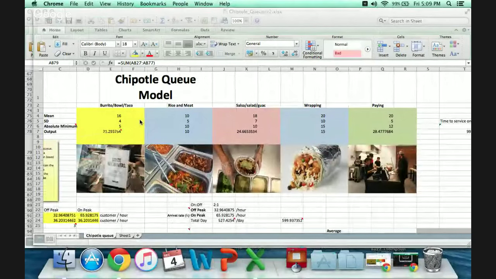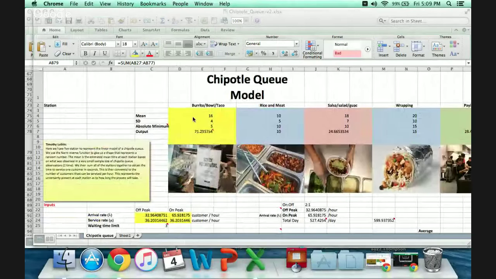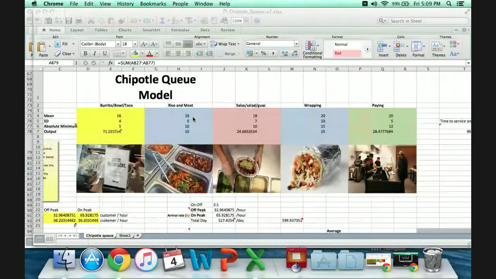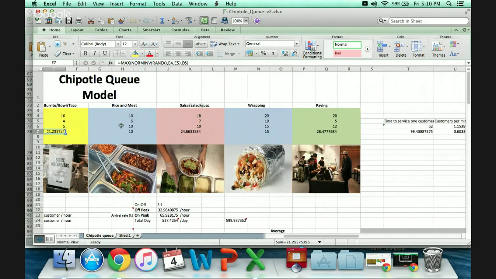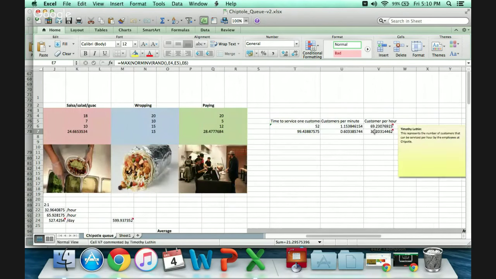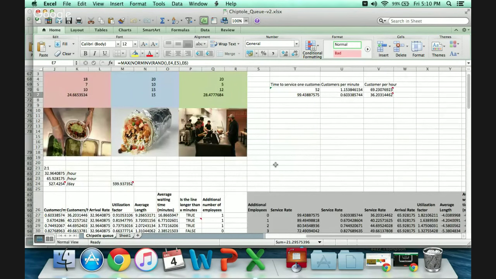Okay, so here's our Chipotle queue model. You can see we have all 5 stations: burrito, rice and meat, salsa, wrapping, and paying. We have a mean, standard deviation. Here we use the norm inverse. We also have an absolute minimum, so we use the max function to create a floor. That's basically saying how fast you can possibly wrap a burrito or do any of these stations. So this comes out to a customers per hour rate, which is our service rate.